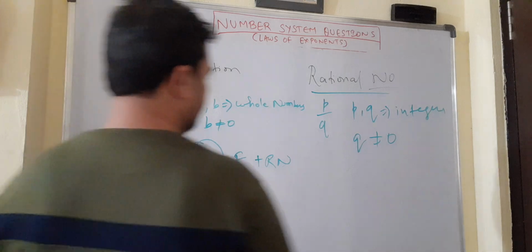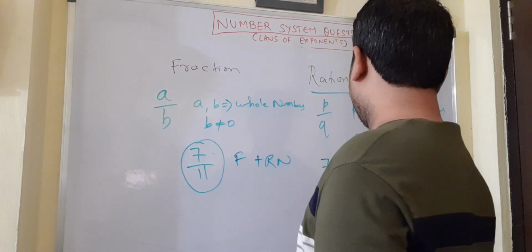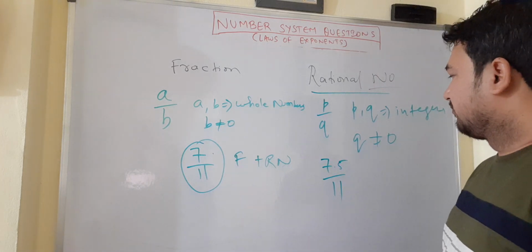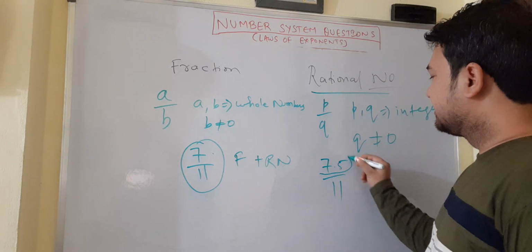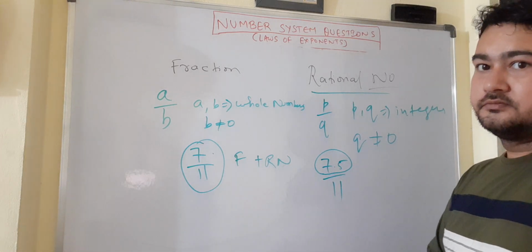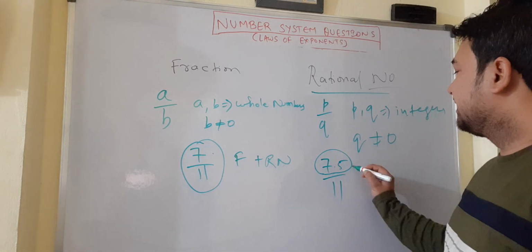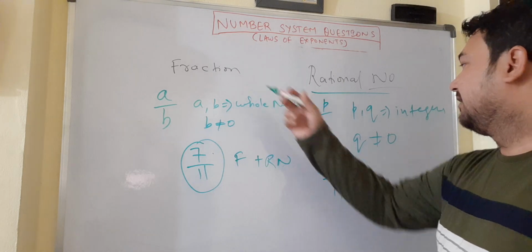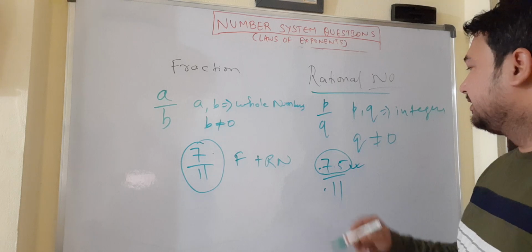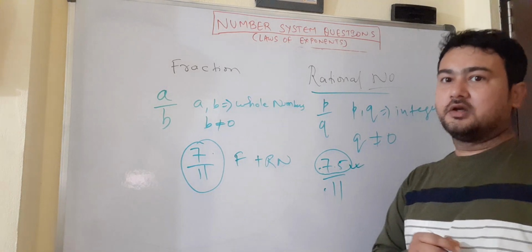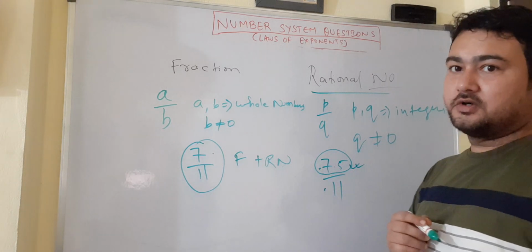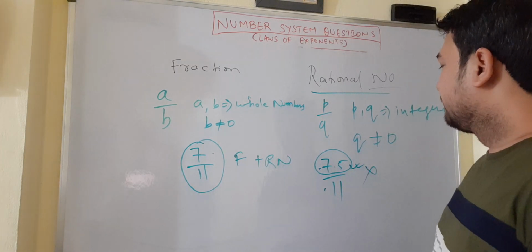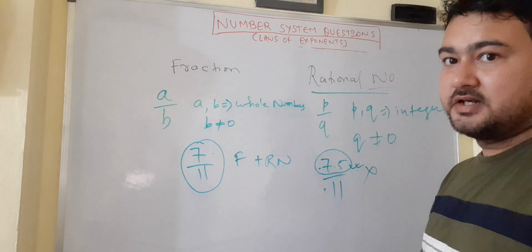But what about if I ask you 7.5 by 11? Have you ever studied a whole number which is 7.5? No. 7.5 is not a whole number. So for being a fraction, P and Q, that is numerator and denominator, both should be a whole number. 7.5 is not a whole number. This cannot be a fraction. This is a rational number.